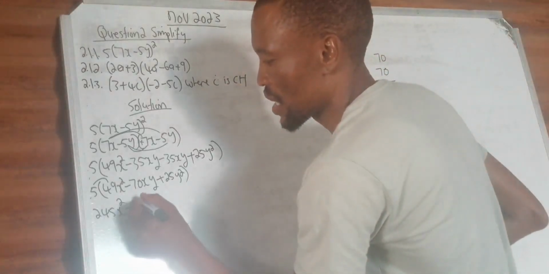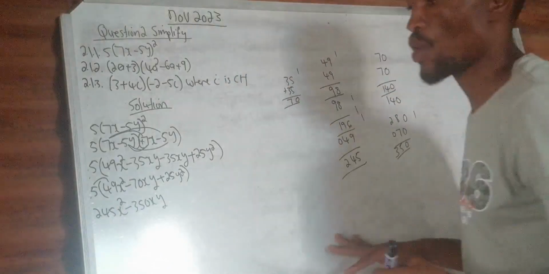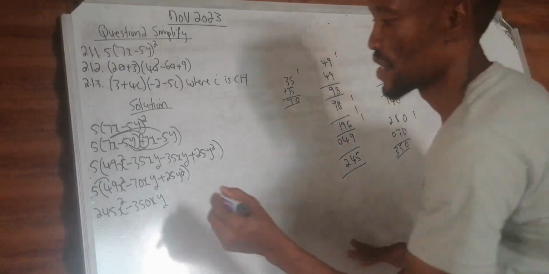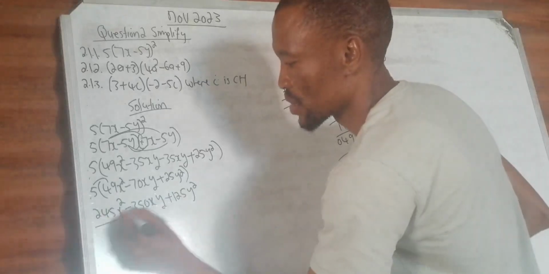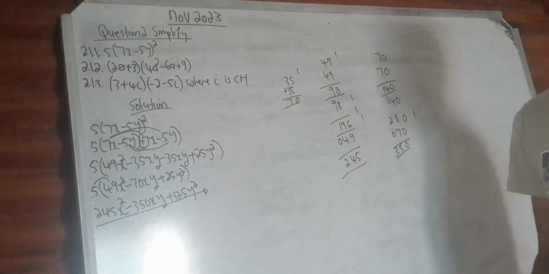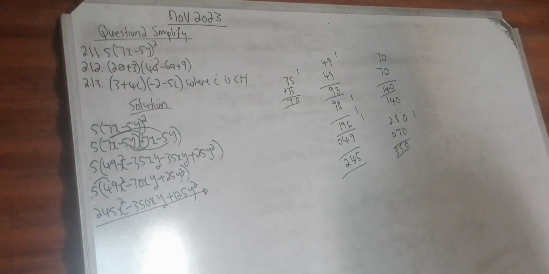We have minus 350xy. Then 25 times 5: 25, 50, 100, 125. We have positive 125y squared as our final answer, because 25, 50, 100, 125. Then that becomes your final answer.